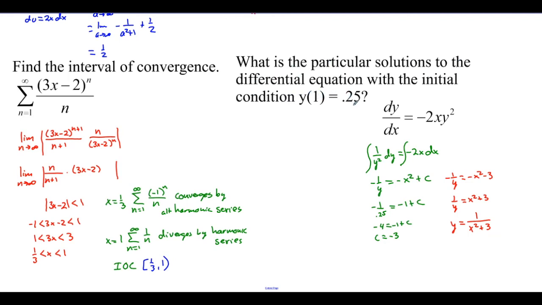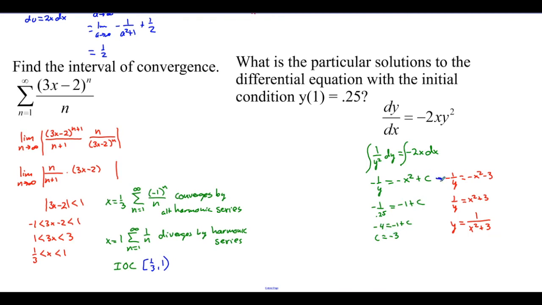What is the particular solution to the differential equation with the initial condition y of 1 is 0.25? Well, let's split the differentials. So I pulled y squared over here. That's in the denominator. And multiplied by dx. So I left the negative 2 with the x. The integral of 1 over y squared is negative 1 over y. Integral of negative 2x is negative x squared plus c. Plug in the points. That's negative 4 is negative 1 plus c. So c is negative 3.